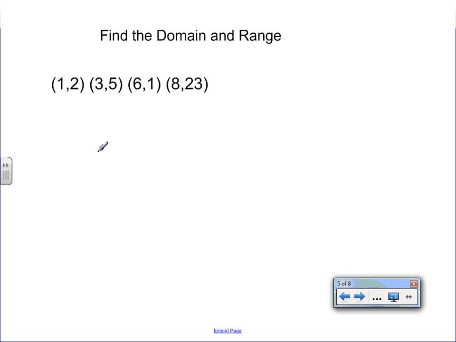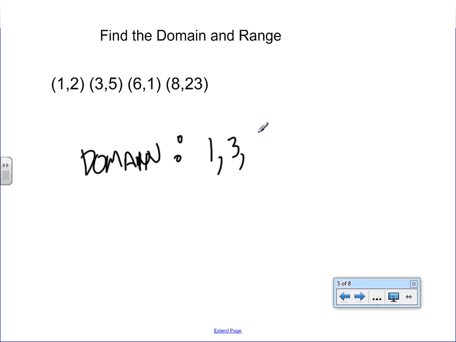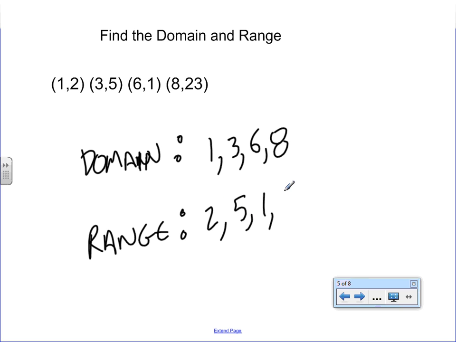Great. So we're looking at the domain and the range of this particular function right here. And first of all, I should probably say, is it a function? I think it is because it's one that we've looked at before. It's the 1, 2, 3, 5, 6, 1, 8, 23 function. So the domain, as we previously said, is the x values. So my x values are 1, 3, 6, and 8. Okay? The range, that's my y values. So my range is 2, 5, 1, and 23.